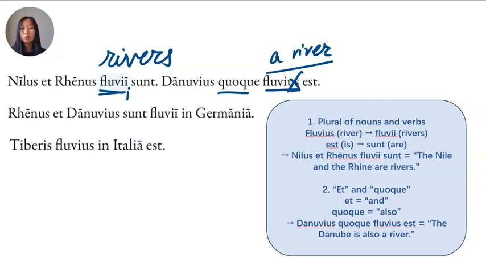Rhenus et Danuvius sunt fluvii in Germania. So this is just the Rhine and Danube are rivers in Germany. And Tiberis fluvius in Italia est. So this is just, the Tiber is a river in Italy, right? So sunt is are, yeah. Est is just is, in case you couldn't tell.